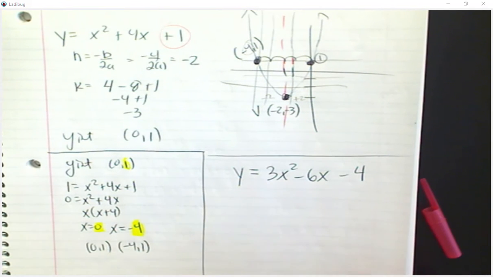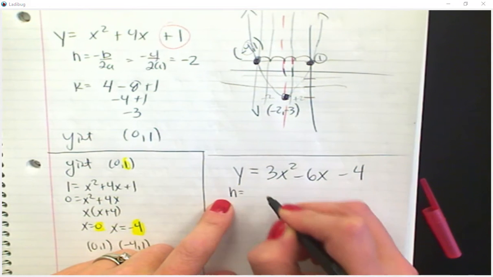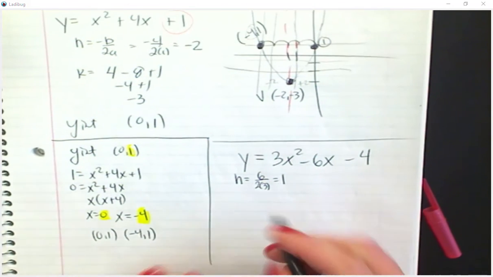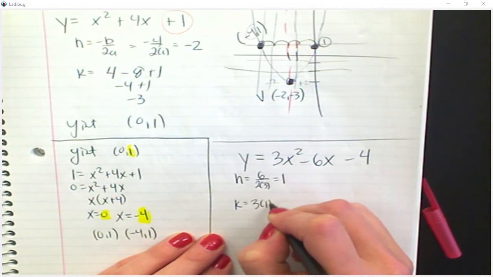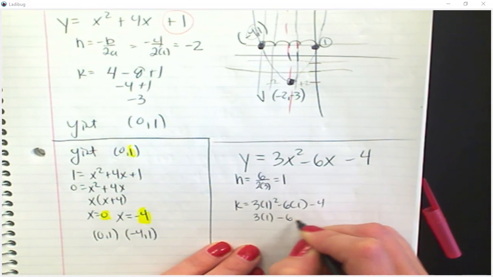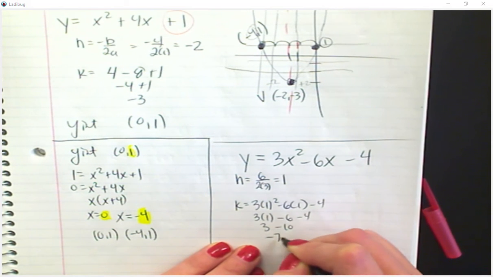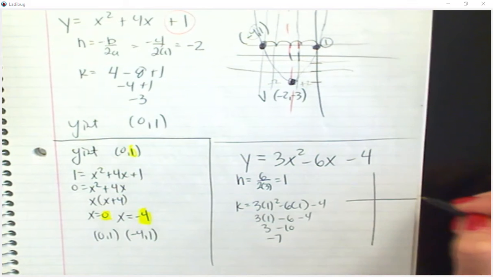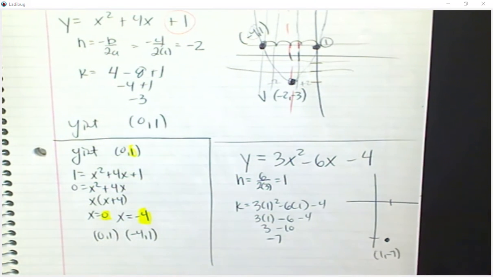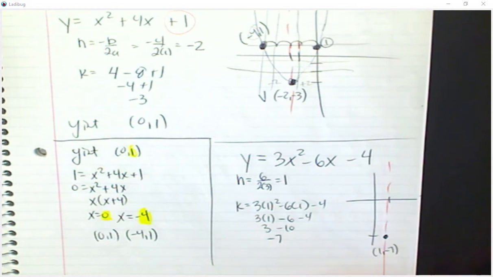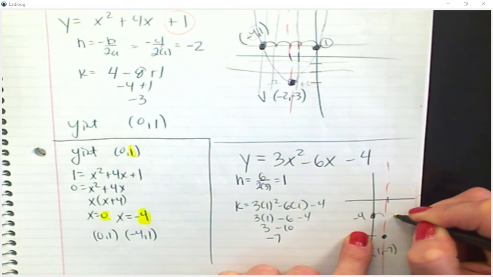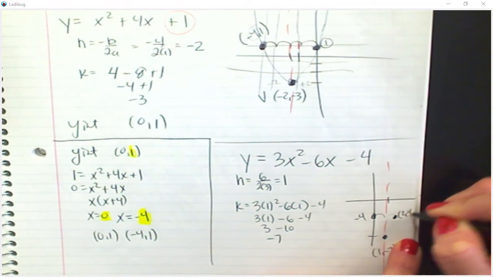Okay, here we go. H equals opposite B over 2A, so it's just 1, okay? K equals, PEMDAS means I do my exponent first. So 3 minus 10, -7. Okay, 1, -7. And my y-intercept, I like to mark my axis here, is -4. So this is 2, -4.